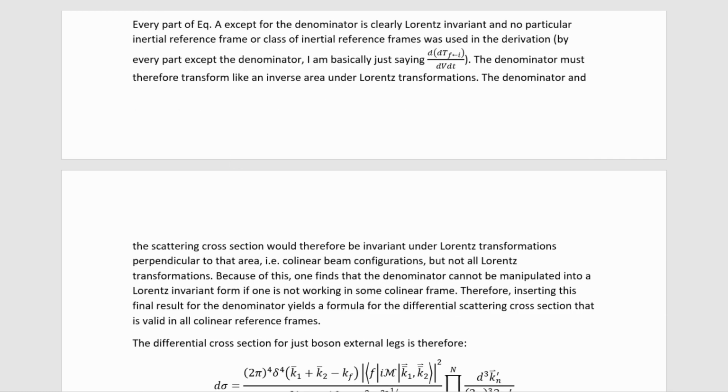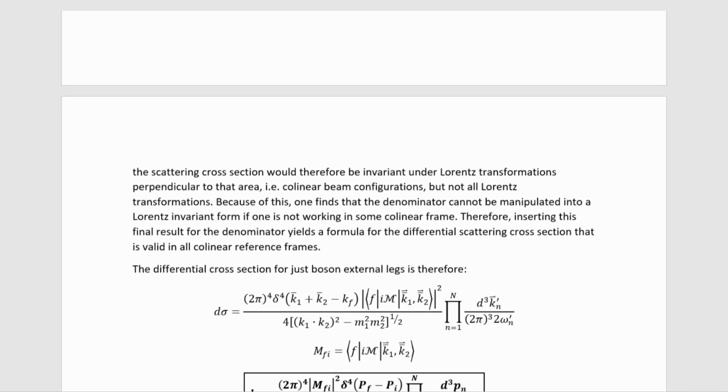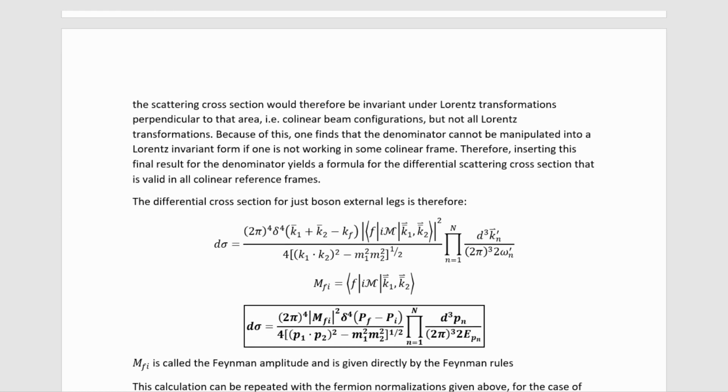The denominator and the scattering cross-section would therefore be invariant under Lorentz transformations perpendicular to that area, i.e. collinear Lorentz transformations, but not all Lorentz transformations. Because of this, one finds that the denominator cannot be manipulated into a Lorentz invariant form if one is not working in some collinear frame. Therefore, inserting this final result for the denominator yields a formula for the differential scattering cross-section that is valid in all collinear reference frames, but not just general ones.